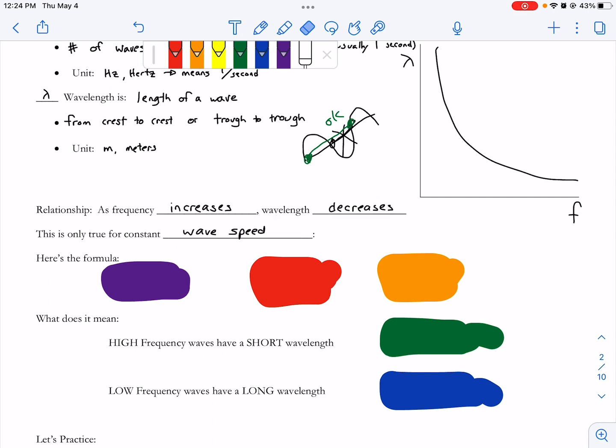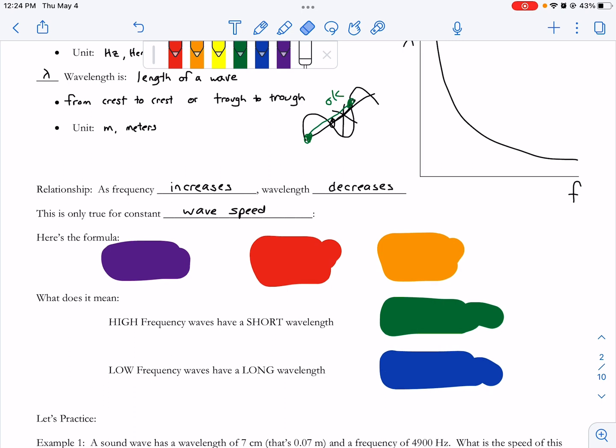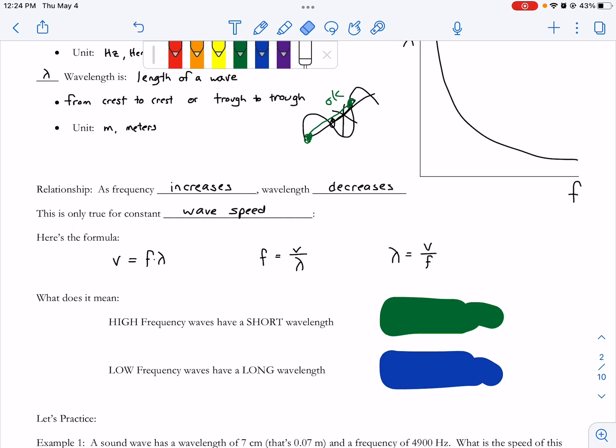This is only true, though, for a constant wave speed. If you change the wave speed, that may not necessarily be true. When we do calculations, there are some formulas that go with that. Wave speed equals the frequency times the wavelength. Sometimes you might need to find the frequency, which is the wave speed divided by the wavelength, and sometimes you might need the wavelength, which is the wave speed divided by the frequency.